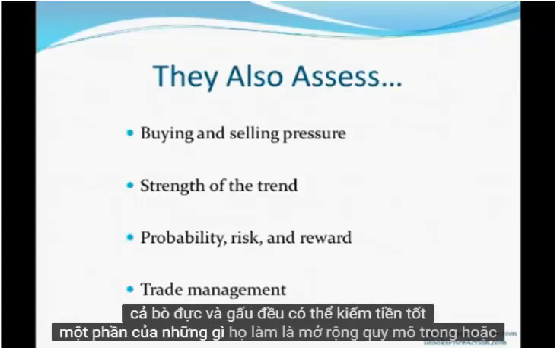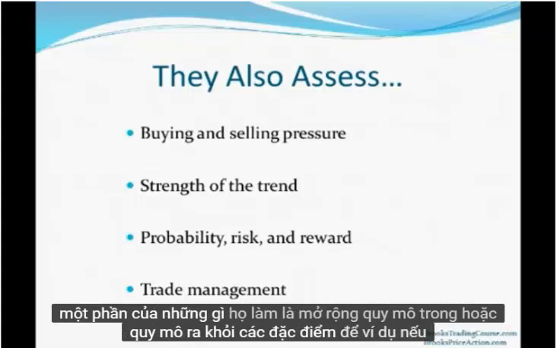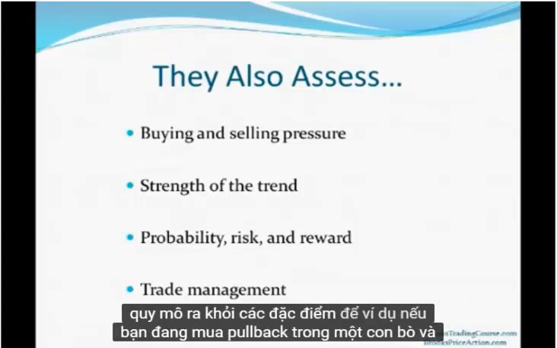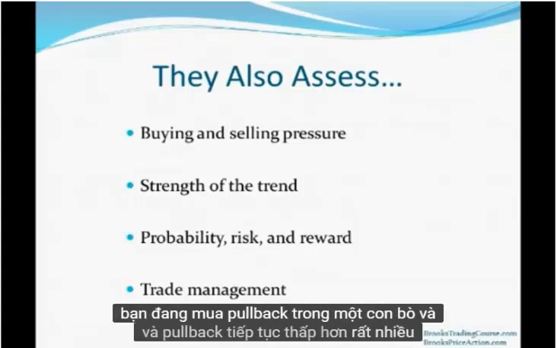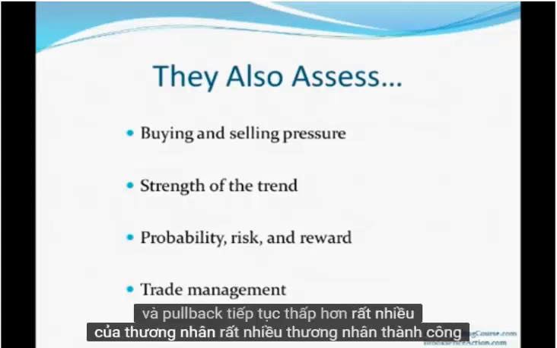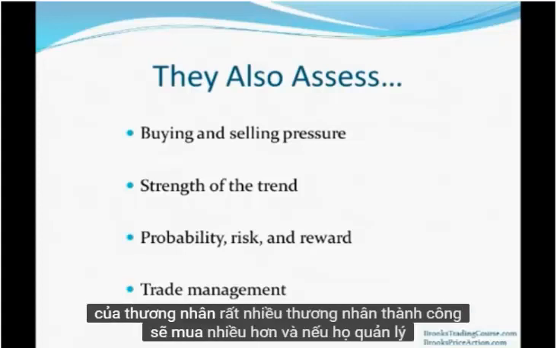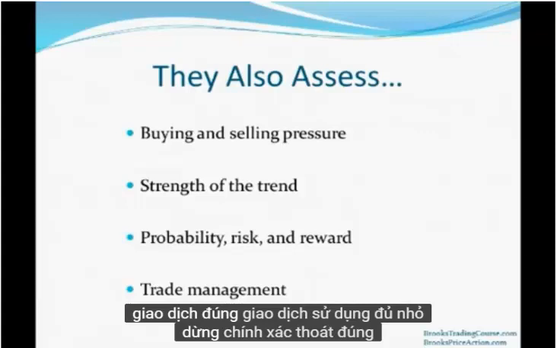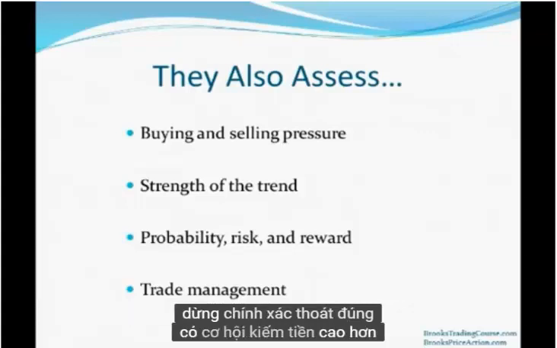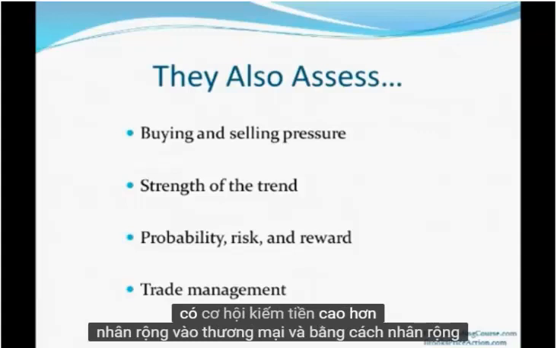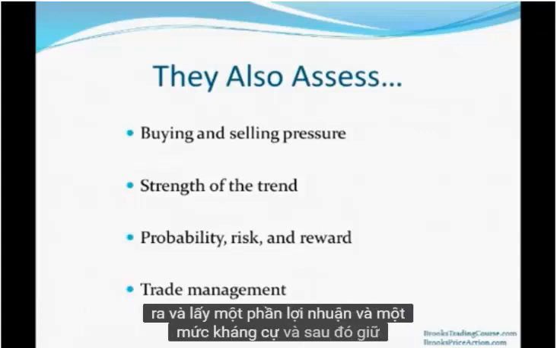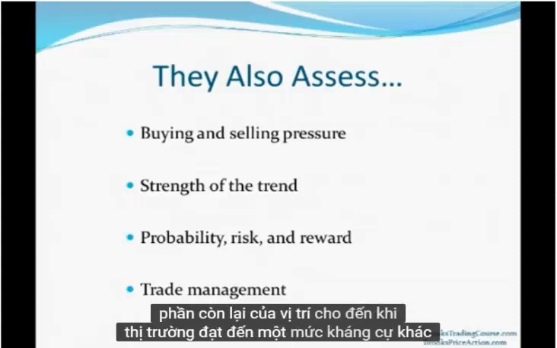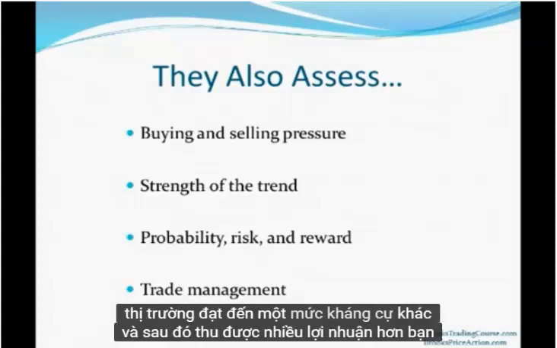Well, part of what they do is to scale in or scale out of trades. So for example, if you're buying a pullback in a bull and the pullback continues lower, a lot of successful traders will buy more. And if they manage their trade correctly, trade small enough, use the correct stop, exit correctly, they have a higher chance of making money by scaling into the trade and by scaling out, taking partial profits at a resistance level and then holding the remainder of the position until the market reaches another resistance level and then taking more profits.